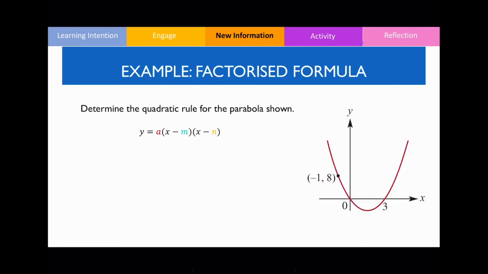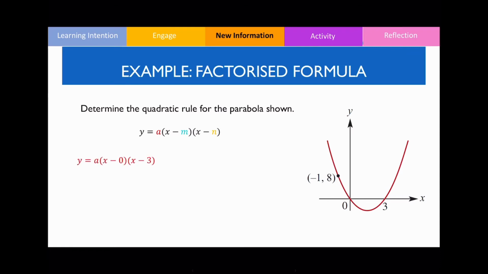Let's now look at another example. And this example over here is a bit different from the previous example because in this case, you are provided with two x-intercepts and an additional coordinate, not the turning point. So therefore, you're going to be using the factorized form when you're trying to generate a quadratic rule. So let's substitute the values of your x-intercepts into this particular general formula. So substitute x is equal to 0 and x is equal to 3, where m and n are. So if you do that, then this is what your rule would now look like.